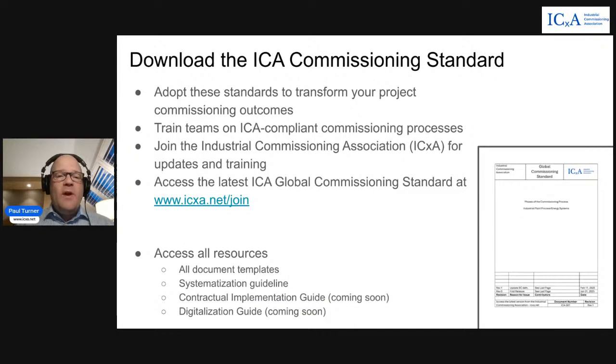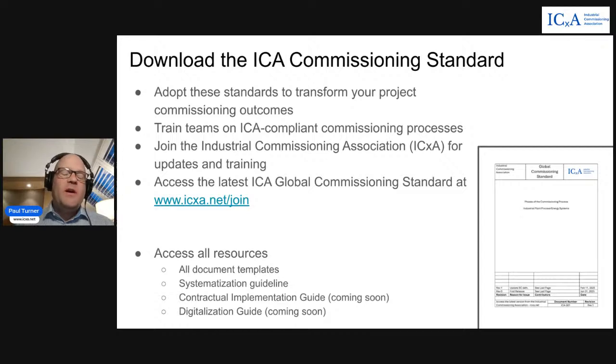So if you haven't already, you can download the ICA commissioning standard. You can get it in the members area of the Industrial Commissioning Association. And these standards will really transform your project commissioning outcomes. Once you start applying these projects right from the beginning and planning your contracts and planning your commissioning workflows, everything you need is in this standard.